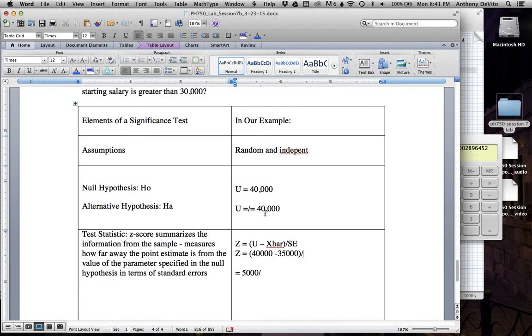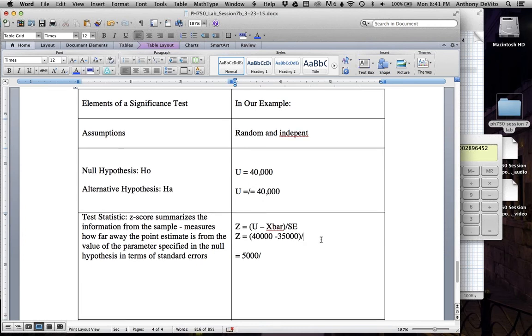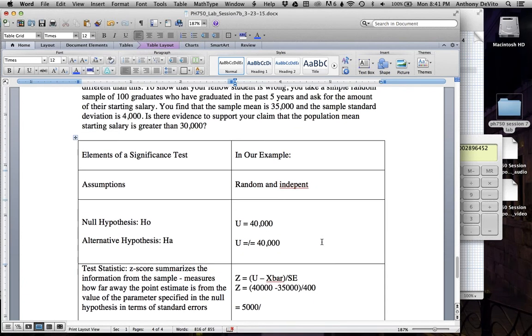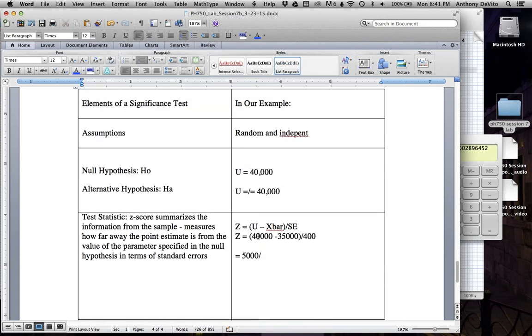What's my standard error going to be? It's going to be my standard deviation, 4,000, divided by the square root of the sample size. Sample size is 100, so divided by 10. My standard error is 4,000 divided by 10, which is 400. Okay, I'm going to change that number again. They're too far apart. I'm going to change that to 39,000. So now this is 40,000 minus, I'm going to take our sample result and change the average to 39,000.